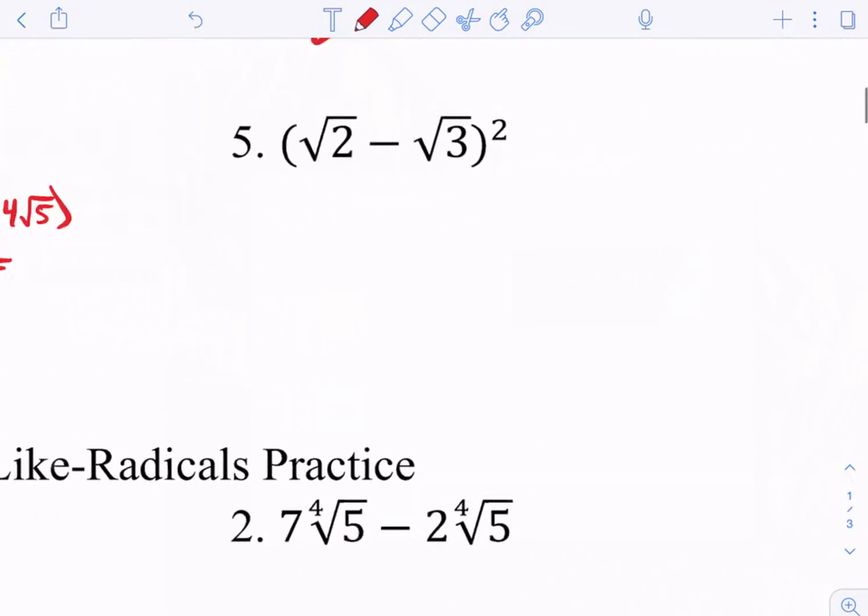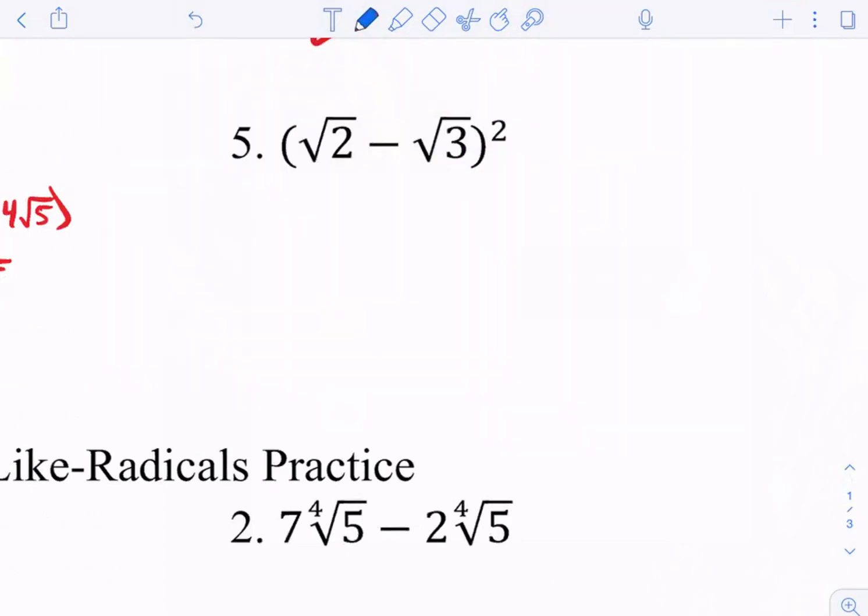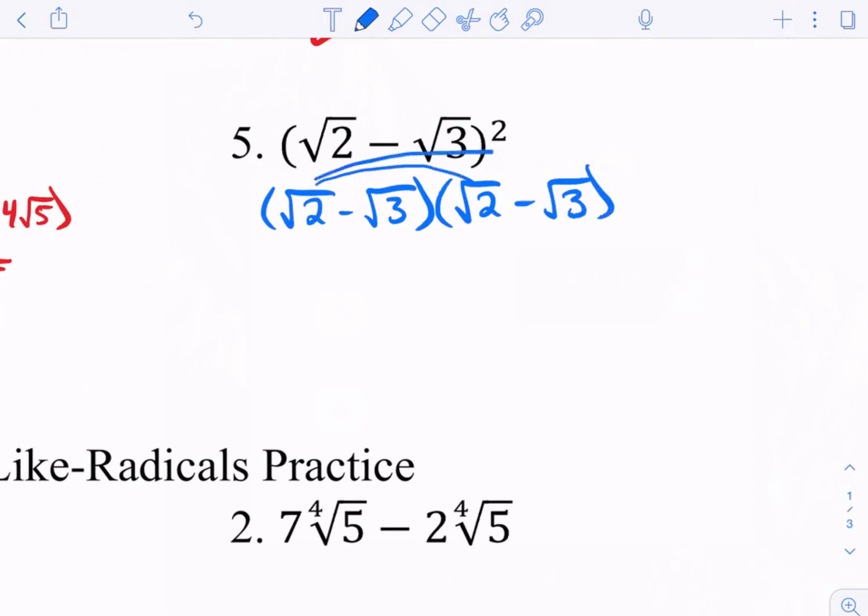So let's look at number 5. So remember, if I have this squared, that means this should be multiplied twice. So I'm going to write this twice. And then here, now I need to remember to distribute.